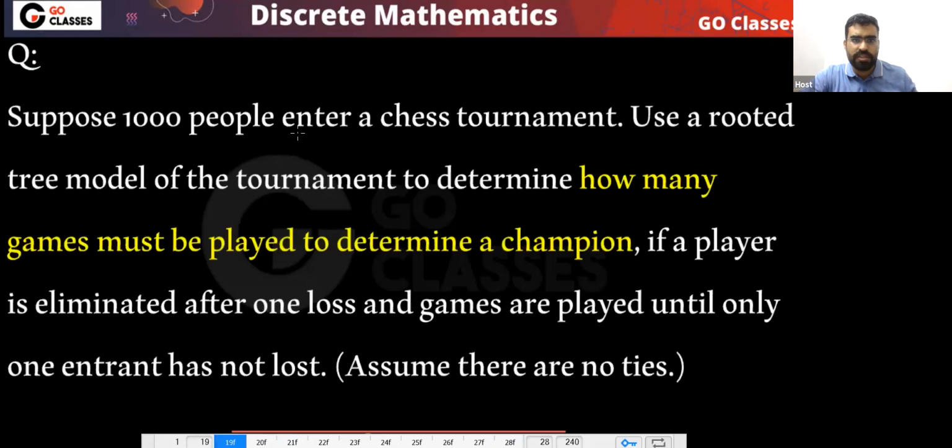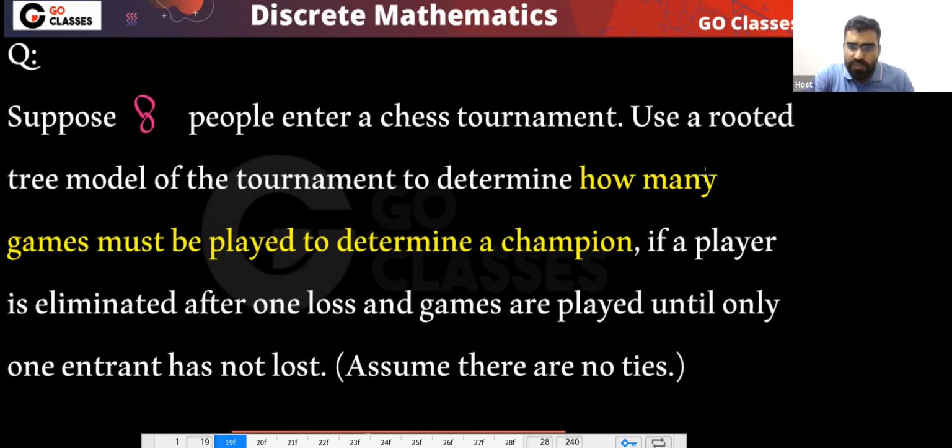Let me shorten this question right now. Let's assume you have only 8 people. So you have a total of 8 people, and they enter a chess tournament. Basically, this is the hint that is given to you: use a rooted tree model. We have to determine how many games will be played. This is what we have to do.